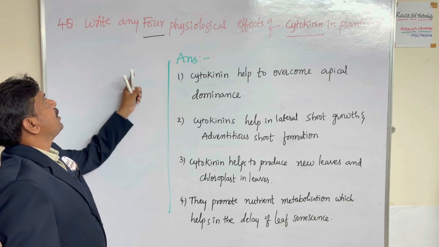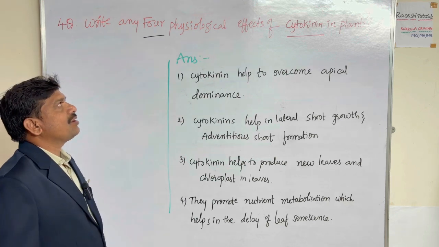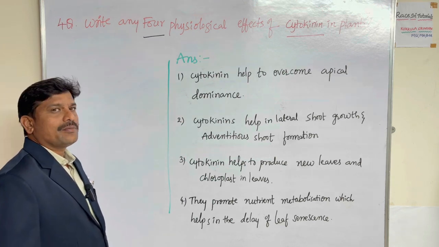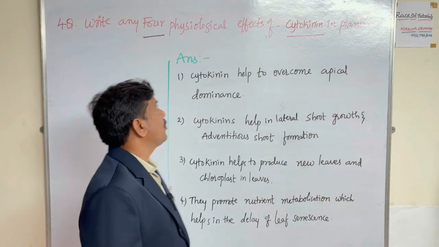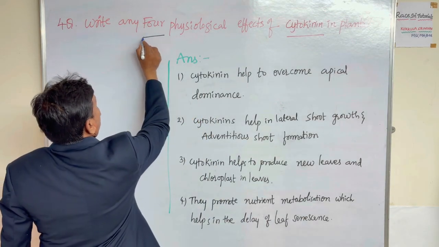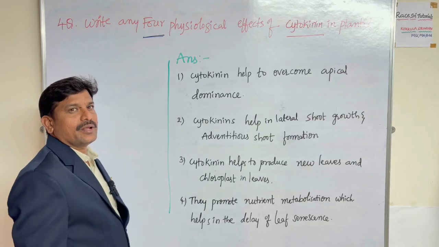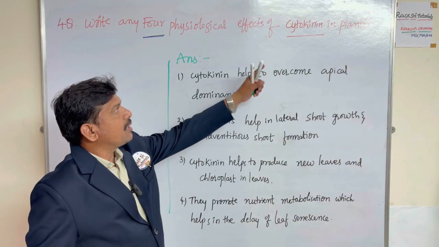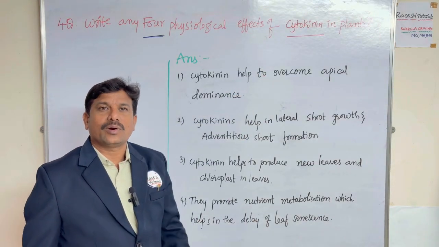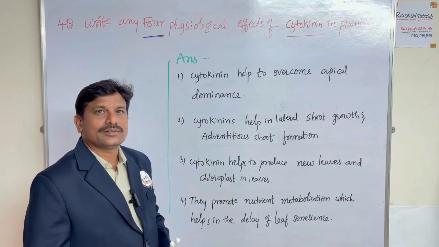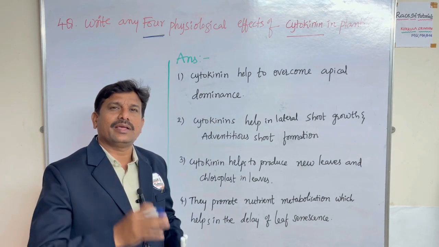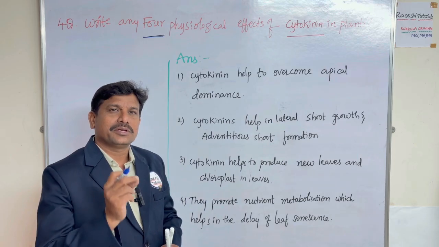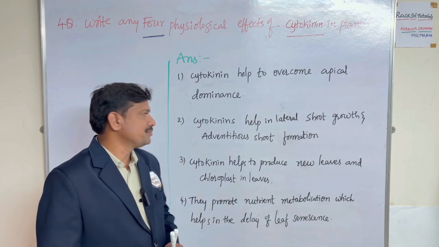Fourth question: write any four physiological effects of cytokinin in plants. How many points are asked? Only four points, four physiological effects of cytokinin in plants. So only four points you need to catch. Four points is very easy. How, sir? I will give you just one clue.